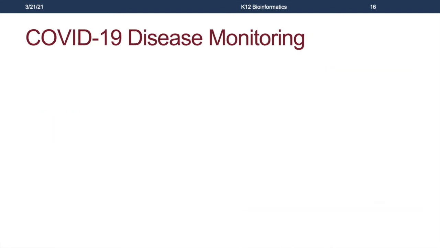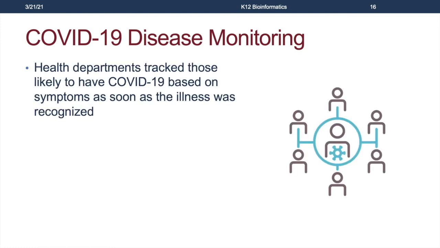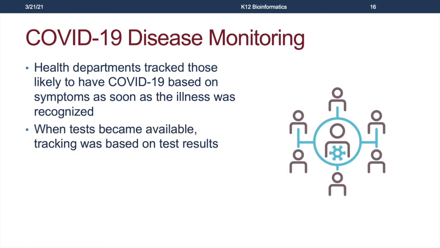Let's shift a bit from biology of the virus to population-level disease monitoring. In terms of biomedical informatics, we're moving from bioinformatics to public health informatics. Health departments and other agencies around the world started to track who was likely to have COVID-19 based on symptoms as soon as the illness was recognized. As tests became available that were specific to SARS-CoV-2, we were able to track based on tests, namely who was testing positive. As mentioned previously, some people who have the virus don't have any symptoms, and because of that, it is important to perform tests in many people, not just those who are sick.